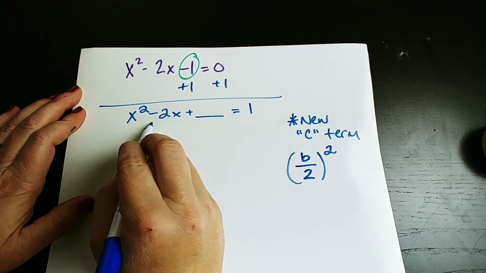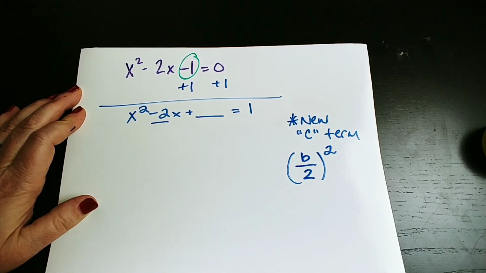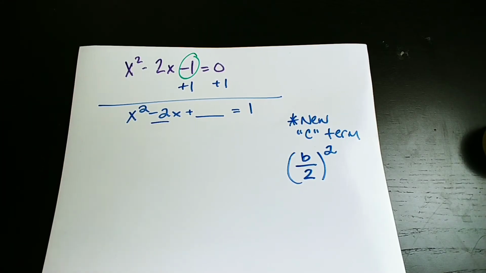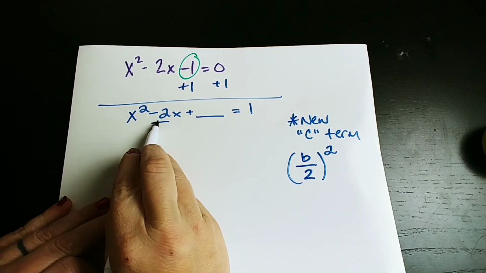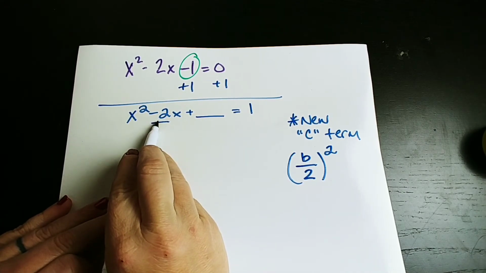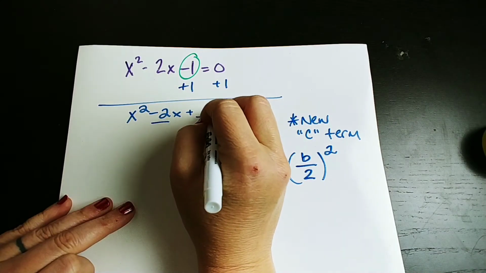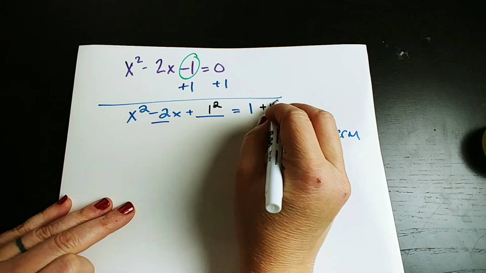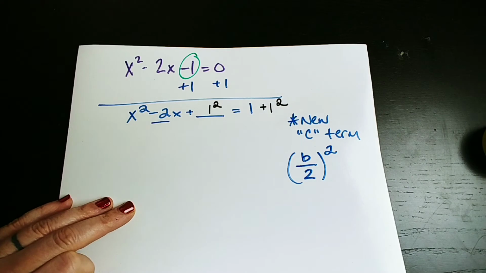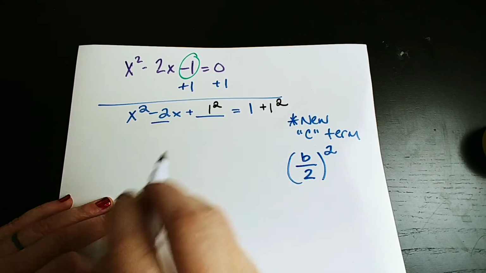This is one of the very few times in your life you can ignore the negative. So half of 2, or half of negative 2, is going to be 1, and we are going to square that and add it to both sides. So let's go ahead and put that in right now. We're going to take half the b term. Half of b is 1. We're going to square it. We're going to add it to both sides. Okay, anything I do to one side, I do to the other. Okay, that's our new c term.